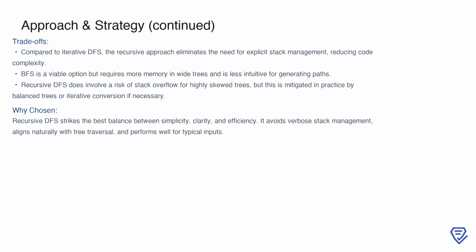Unlike iterative DFS, it eliminates the need for explicit stack management, which reduces code complexity. While BFS can be useful for certain scenarios, such as handling very wide trees, it typically requires more memory and is less intuitive when it comes to generating paths from root to leaf. One potential concern with recursive DFS is the risk of stack overflow in the case of highly skewed trees, but this can often be mitigated in practice with balanced trees or by switching to an iterative approach if necessary.